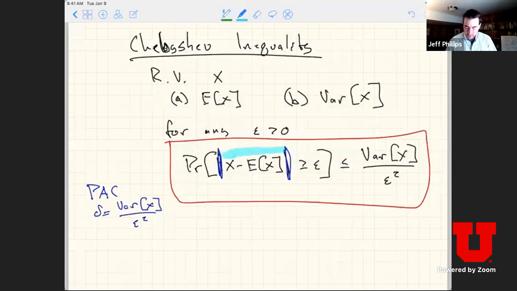So let's say this is our actual error, right? And so the probability that the error is bigger than the tolerance, the error tolerance epsilon, I want that probability to be small. So I want to upper bound the probability that it is big. I want to upper bound the probability of the tail.